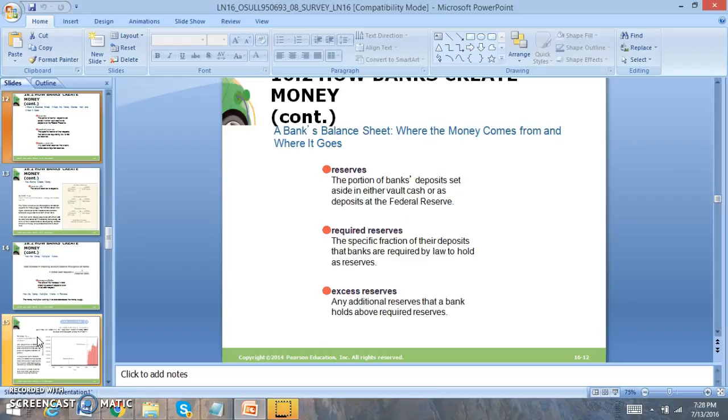Then we look at a bank's balance sheet. We're going to be looking at reserves, which is money that's held at a bank. Required reserves, which is the amount of money that banks are required to hold because of the Fed. And excess reserves, additional reserves that banks hold above the required amount.